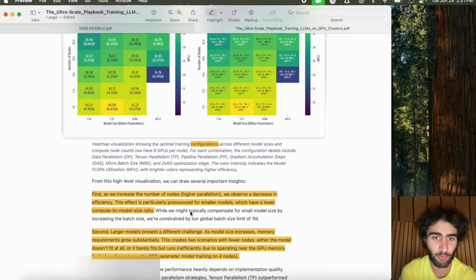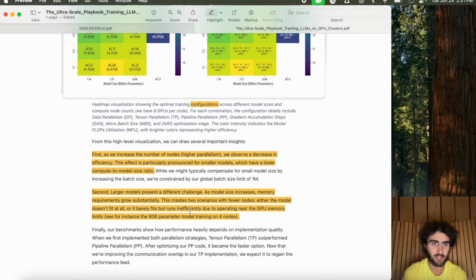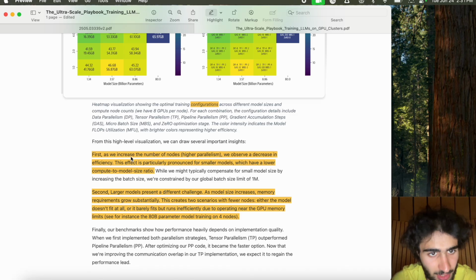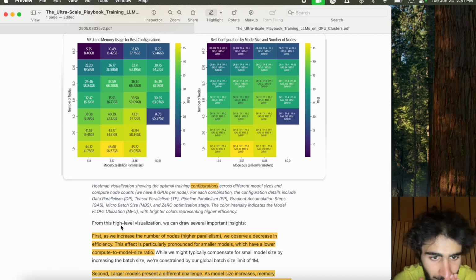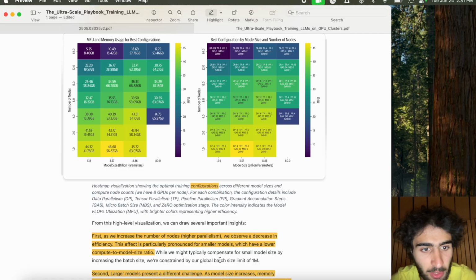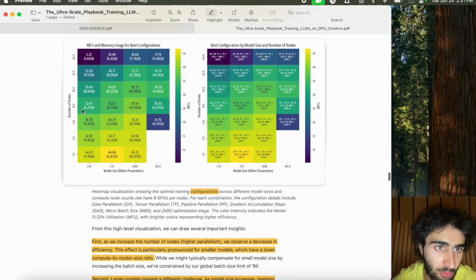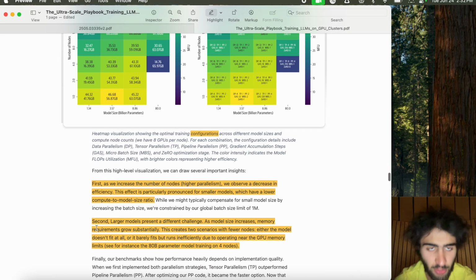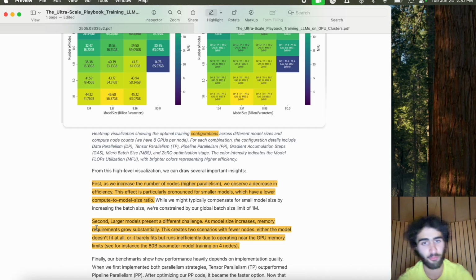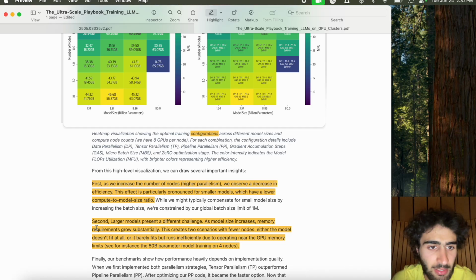So some high-level observations that they've put themselves is that as you increase the number of nodes, we observe a decrease in efficiency. So essentially, as you go up, the colors become darker. This effect is particularly pronounced for smaller models, which have a lower compute to model size ratio. So I guess the reason why we have such a pronounced drop in efficiency for the lower size models as we go from 8 to 16 nodes is because of this small compute to size ratio. So the GPUs, I suppose, are not able to get full utilization of the compute capacity.